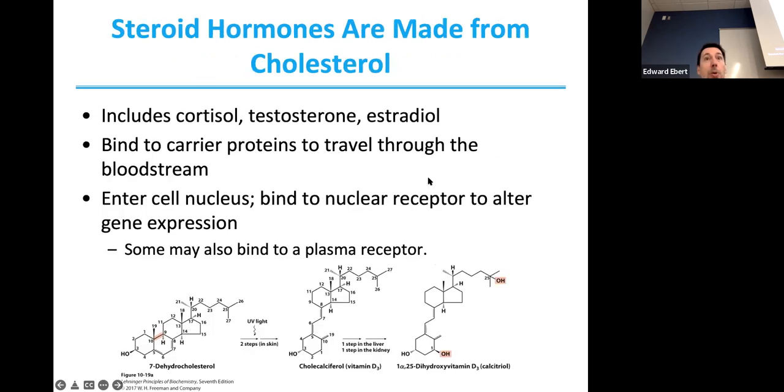All right. Steroid hormones are made from cholesterol. And these will include things like cortisol, testosterone, estradiol, all that good stuff. They will bind to carrier proteins because they tend to be rather hydrophobic. So they need carrier proteins to get through the bloodstream. And then they can bind to their receptors. They can get endocytosed into the cell, go to the nucleus, and bind to their receptors in the nucleus to alter gene transcription. Some look like they can also bind to a plasma receptor. I know cortisol is involved in pain response and inflammation, so that may be involved with a plasma receptor in here. And you can see some other variations of these as well.